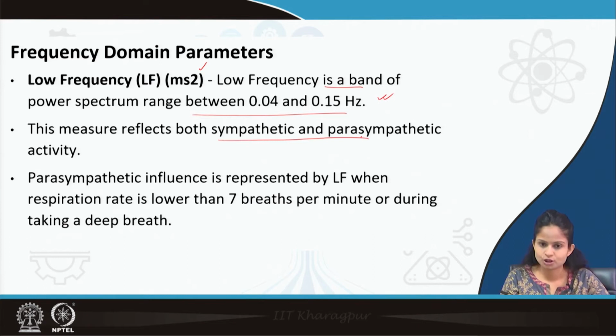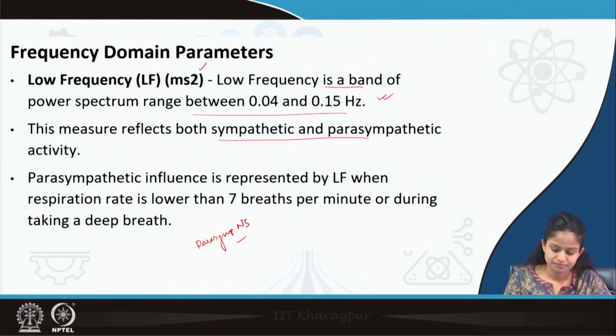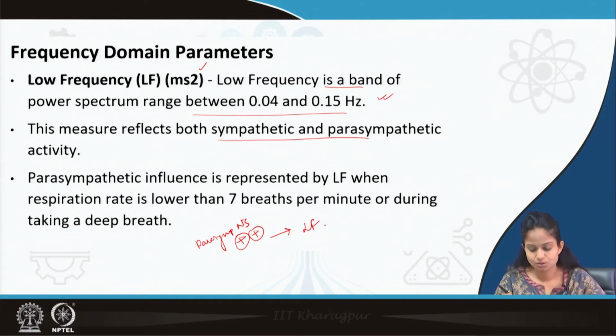Whenever we are using short term HRV and the frequency domain parameters, we should make sure the person is having normal breathing, because respiration plays a very important role in heart rate variability. If the person's breathing is controlled, that is, approximately less than or equal to 7 breaths per minute or deep breathing, at that time the parasympathetic domain plays a very important role and the LF value gets deranged. So, this usually gets reflected in the low frequency values.